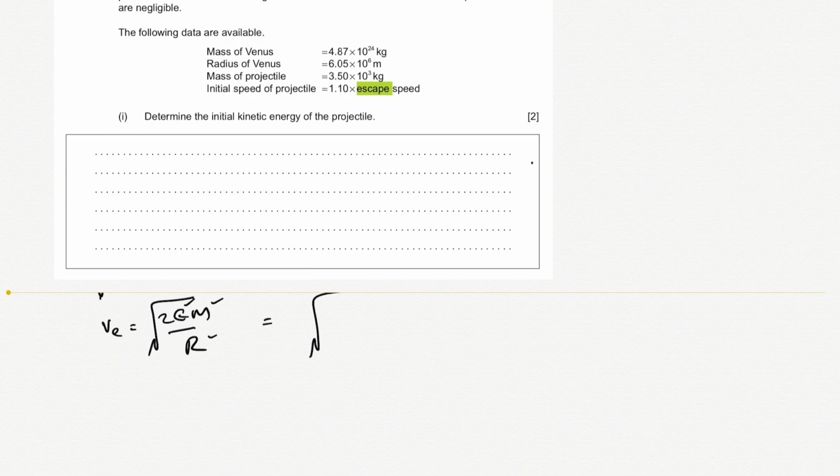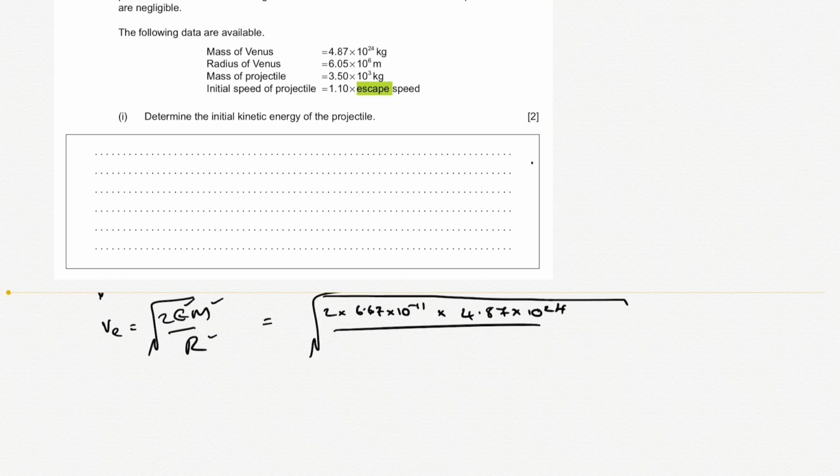Let's pop those numbers in. 2 times 6.67 times 10 to the minus 11. That's our gravitational constant. The mass of the planet is given in the question as 4.87 times 10 to the 24. And then the radius of the planet, or Venus, sorry, is 6.05 times 10 to the 6. If we pop that into our calculator, we get a value of 1.04 times 10 to the 4 meters per second. This is a speed, so we want to give it those units.